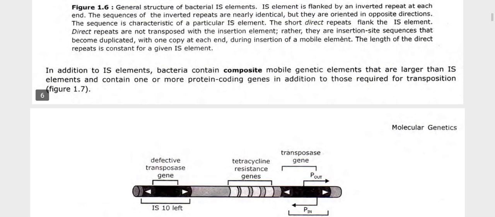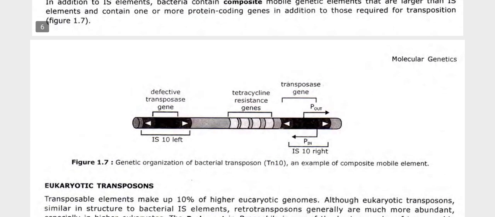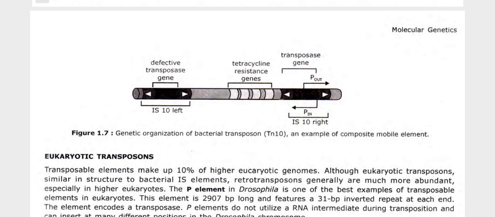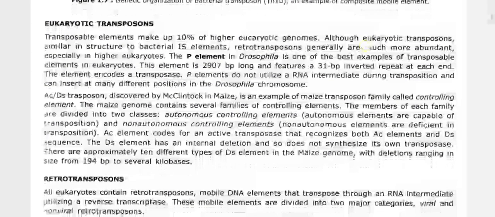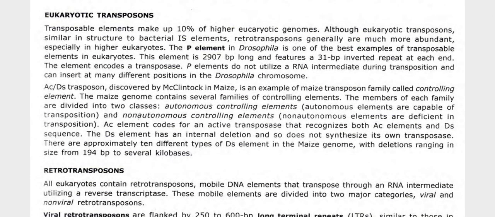In addition to the IS elements, bacteria contain composite mobile genetic elements that are larger than IS elements and contain one or more protein coding genes in addition to those required for transposition. So this is the genetic organization of a bacterial transposon, an example of a composite mobile element: defective transposase gene, tetracycline resistance gene. Then we are going to learn about eukaryotic transposons.